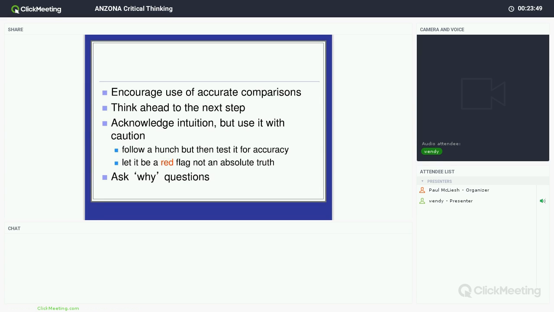But we get that hunch or we get that nurse's intuition. And then what we need to do is we need a bit of factual stuff to be looking at it and backing that up. So follow your hunches, but then test it for accuracy as far as getting more information with all of that. Let it be a red flag for yourself, but not an absolute truth. Okay, and when we're doing all of those processes, it's asking the why questions behind what we're thinking, what we're doing, what we are feeling to do with the situations.